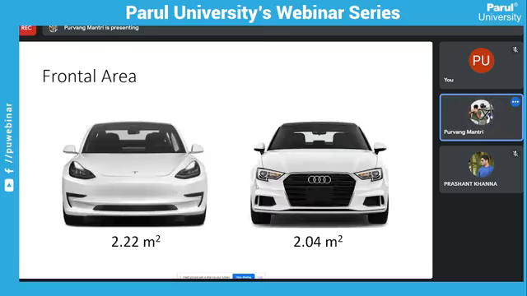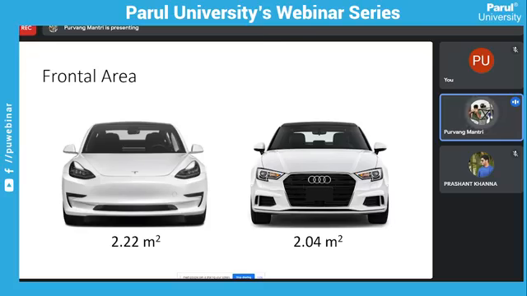Now let's take an example of Tesla and Audi. Now this is a Tesla Model S and Audi A3. Now the frontal area for Tesla Model S, I can be wrong about the models, so you can feel free to correct me, is 2.22 meter square, and the frontal area for Audi is 2.04 meter square.